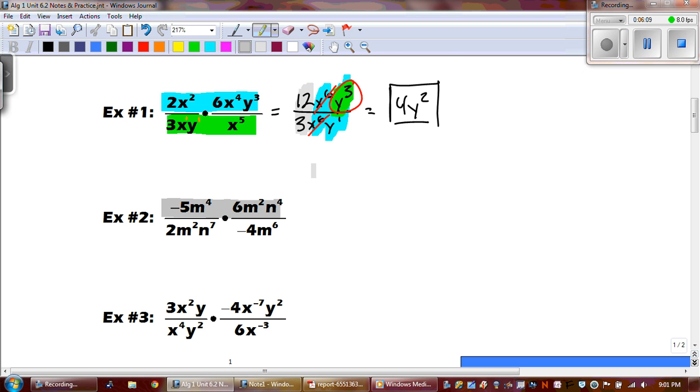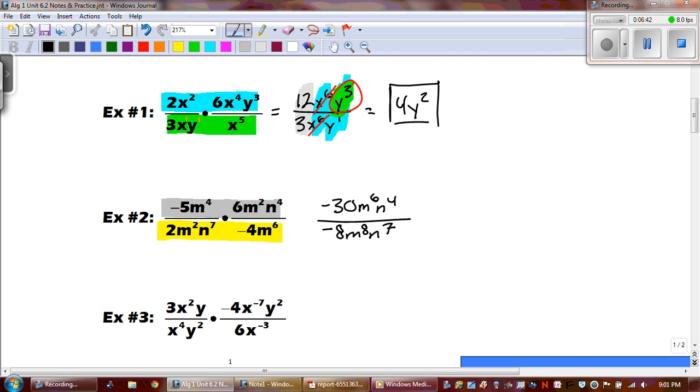So, let's worry about the top. Negative 5 times 6 gives us negative 30. M to the 4th and m squared gives us m to the 6th. And then n to the 4th. Okay, on the bottom, 2 times negative 4 gives us negative 8. M to the 8th, because 2 plus 6 is 8, and then n to the 7th power.